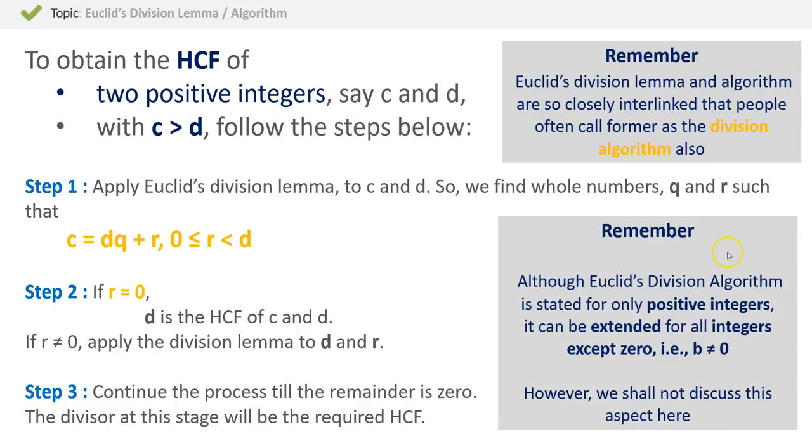And another thing to remember, although Euclid's division algorithm is stated only for positive integers, it can be extended for all integers. That means it can be extended for negative integers as well, except 0. However, we are only going to focus on positive integers for this class and will not look into negative integers.